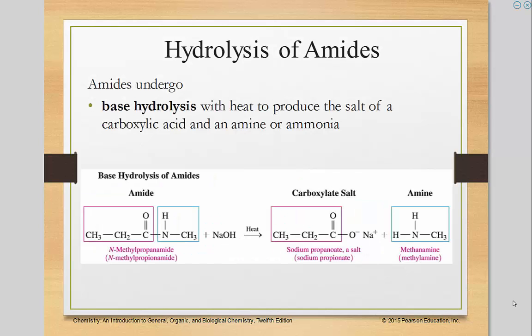Base hydrolysis with heat produces the salt of a carboxylic acid and an amine or ammonia. Once again, just like with saponification of the esters, here's that ONa. So the carbon attaches to that oxygen and the metal to produce that salt. That hydrogen then gets attached to the nitrogen.